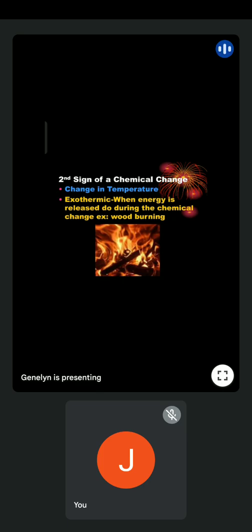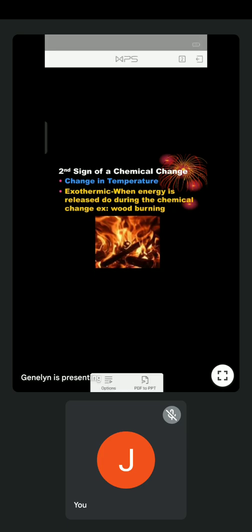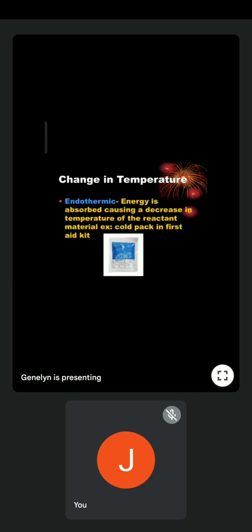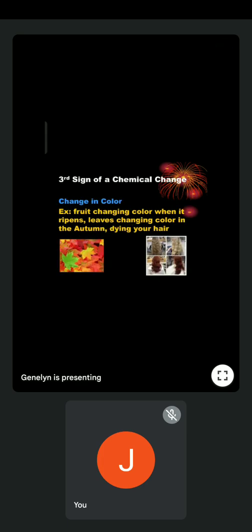Second sign of a chemical change, change in temperature. Exothermic. When energy is released during the chemical change. Example is wood burning. Change in temperature, endothermic. Energy is absorbed, causing a decrease in temperature of the reactant material. Example, a cold pack in a first aid kit.